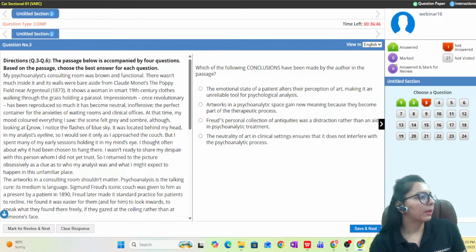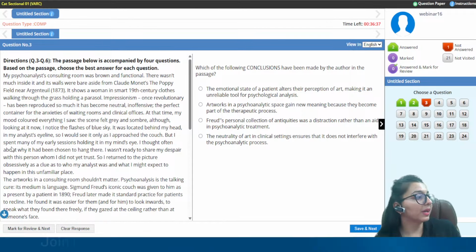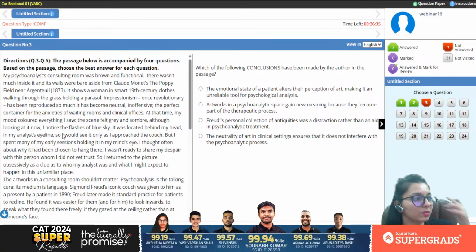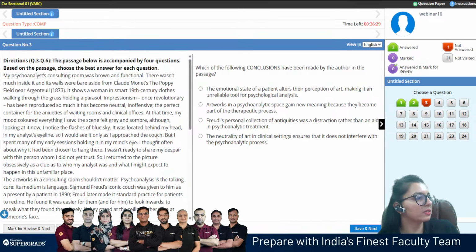At that time, my mood colored everything I saw. The scene felt grey and somber, although looking at it now, I noticed the flashes of blue sky. It was located behind my head in my analyst's eye line. So he's talking about what was visible to the eye. So I would see it only as I approached the couch.